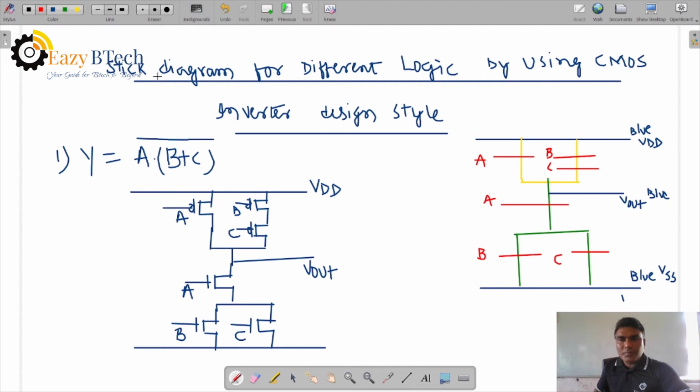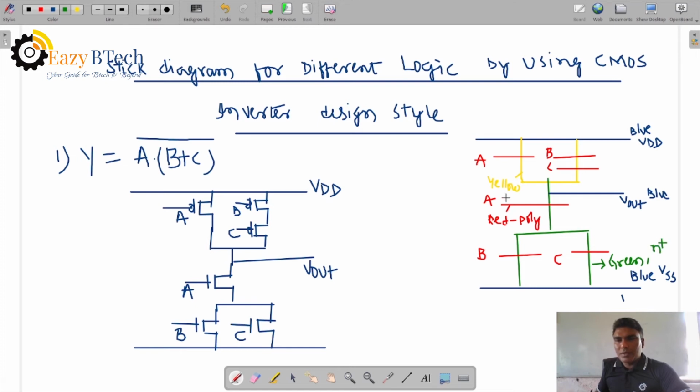Right. Now yellow color is P plus diffusion, and where the red is, that is polysilicon. Red is polysilicon, which acts as a gate terminal. Right. Anything green? So green is for diffusion, N plus diffusion.